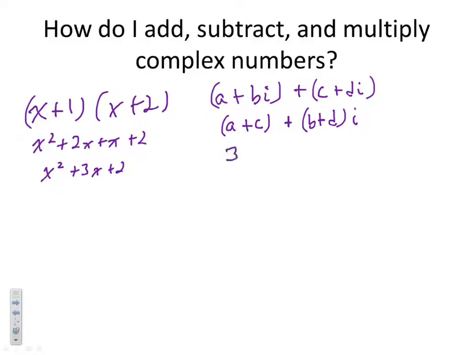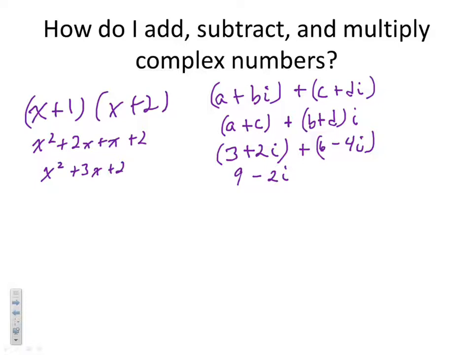If I have 3 plus 2i, right? That's one complex number, plus 6 minus 4i, right? What is that going to equal? Well, let's combine like terms, so it's going to give me 9 minus 2i. What? That's right. Plus 2i minus 4i equals minus 2i. That's it. That's how you add them together. Pretty straightforward. Pretty simple, I think.